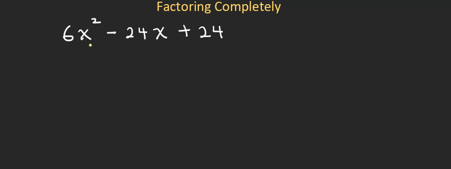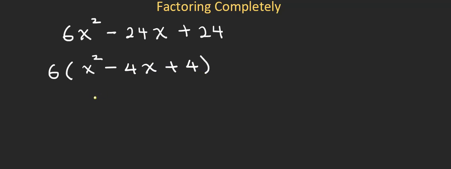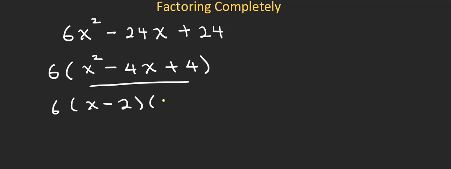What about when you have 6x squared minus 24x plus 24? Again, the greatest common factor is going to be 6. And then you're left with x squared minus 4x plus 4. And we could still factor this. This will be x minus 2 times x minus 2. And we have two of the same thing. So we could write it as 6 times the quantity x minus 2 squared.